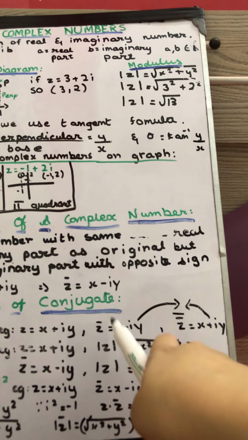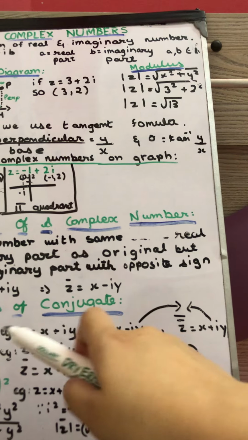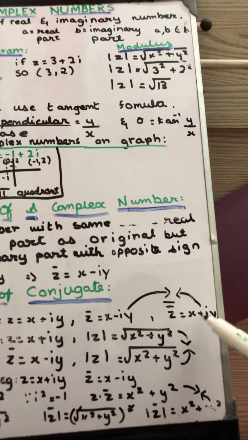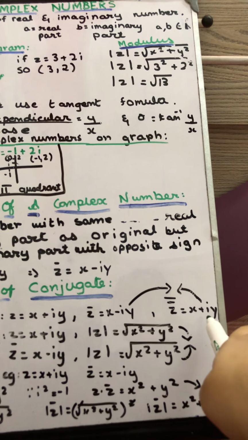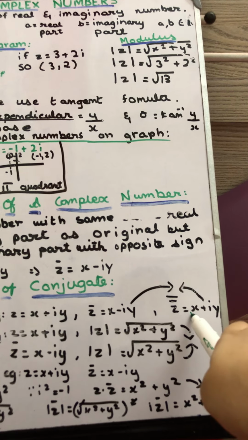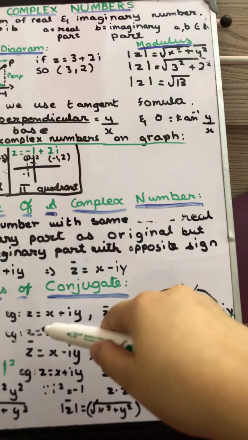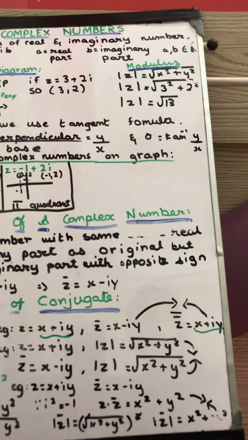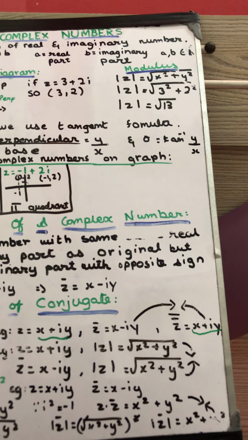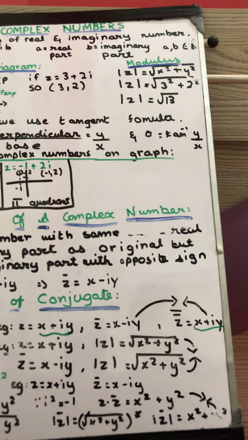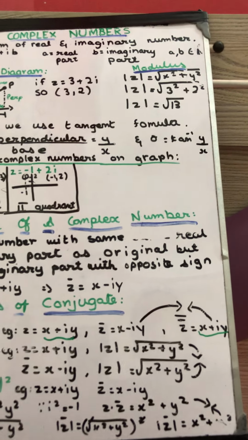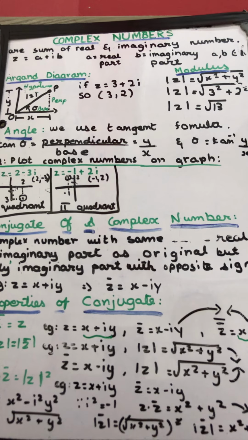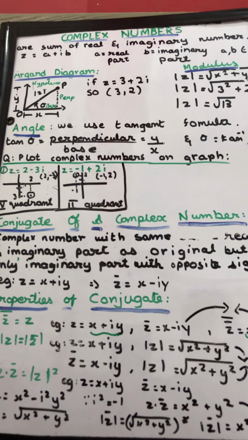Now take its conjugate again, because the property says double conjugate. When you take the double conjugate, this minus sign will again change to a plus sign, and we get x plus iota y, the same as the original x plus iota y. See, it's the same. It means this property is proved: when we take the conjugate of a complex number twice, the original complex number is retained.